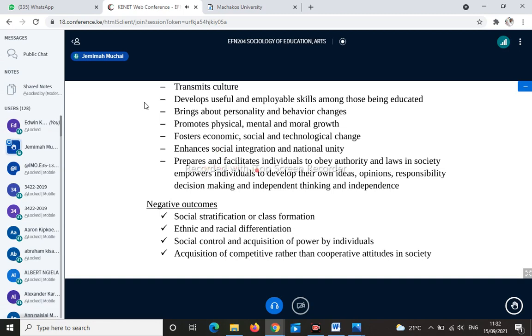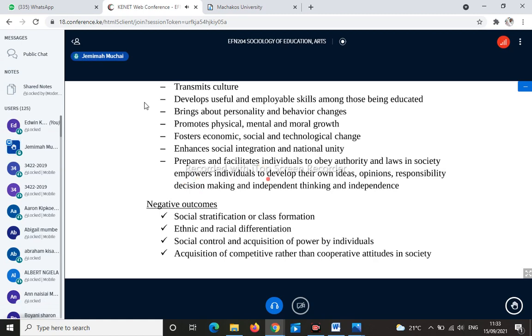And lastly, prepare and facilitate individuals to obey authority and laws in society. Because of the discipline, the rules and regulations that are set in school, when you follow them without breaking them, you become a better person, because you can control your behavior. That will help you when you become a free citizen. You are no longer in an institution of learning. You are a citizen. You'll be able to follow the rules and regulations of the society.